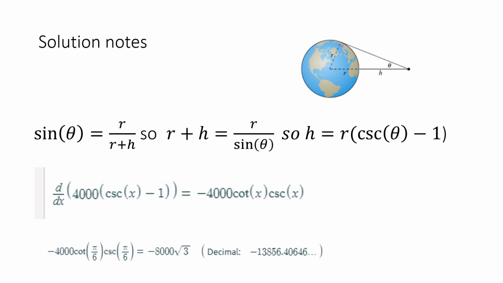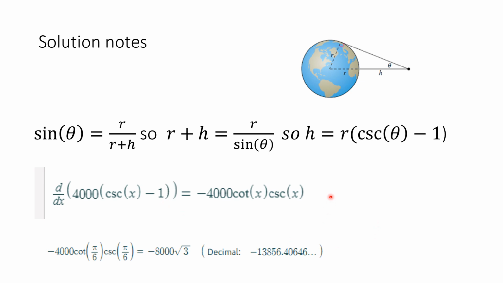Well, if you look at the picture that we have up here, the sine of theta is r over r plus h. And so if you resolve this, r plus h is r over sine theta, which is the cosecant. So h is equal to r times cosecant of theta minus 1, because if you factor the r out and solve for h, you get this expression.